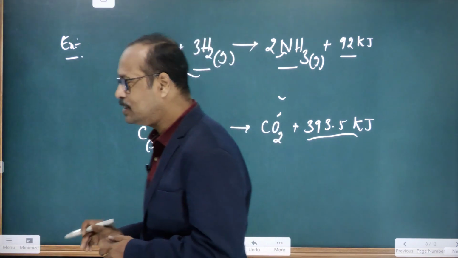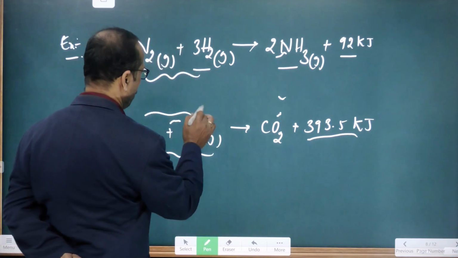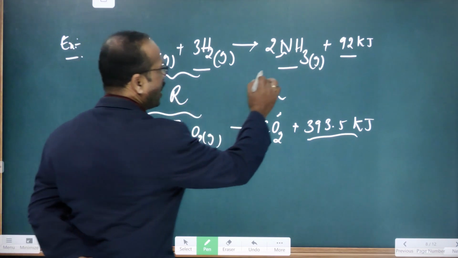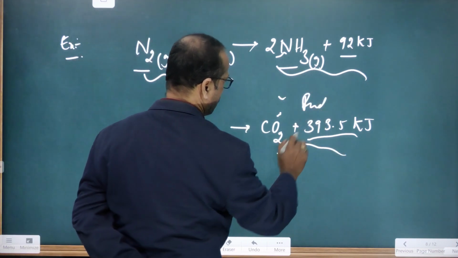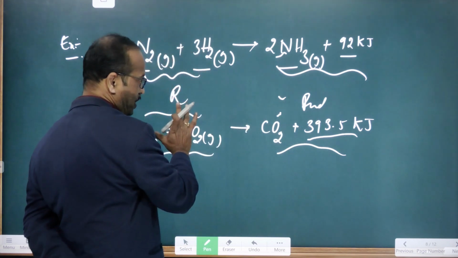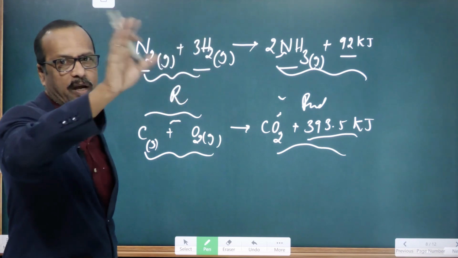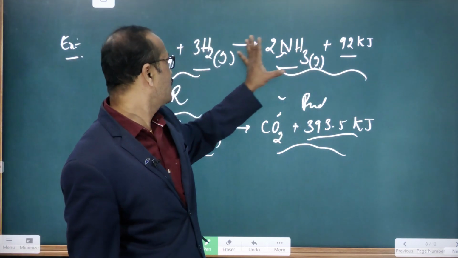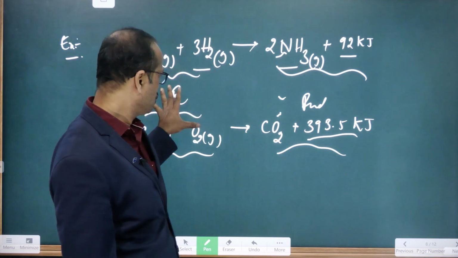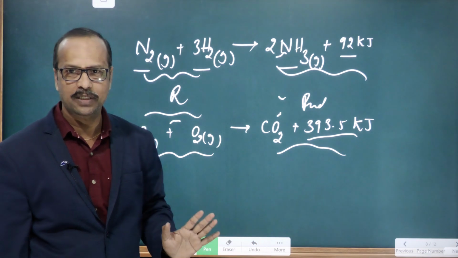So these are called reactants. And these are called products. So when the reactants react, they form the product and some heat is going away. Some heat is going away means the heat content of the reactants is greater than the product. That's all. Did you understand the concept?